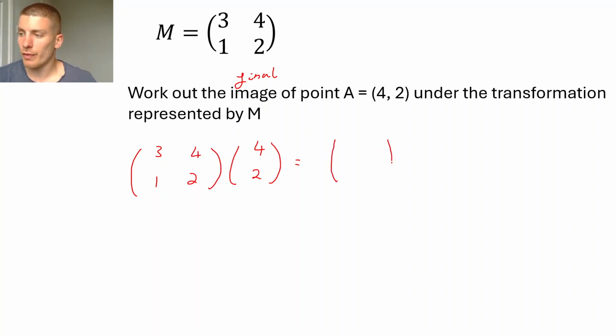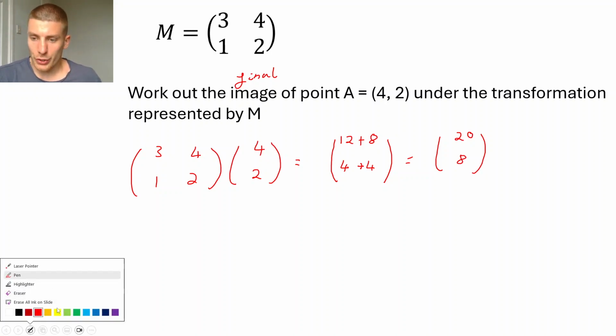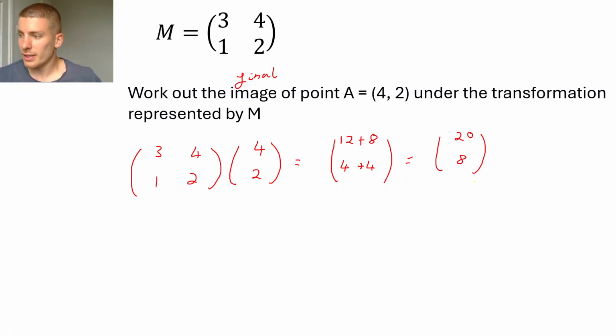Now, to multiply matrices, we do the rows with the columns. So 3 times 4 is 12, and we add on 4 times 2, which is 8. That's your top term. Then you do the second row with the first column. 1 times 4 is 4, and 2 times 2 gives you also 4. So 12 and 8 gives you 20, and 4 plus 4 gives you 8. And there we go. So the image is the point 20, 8. This is your answer.